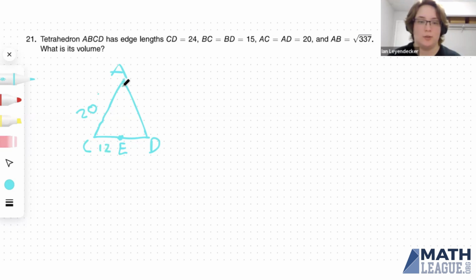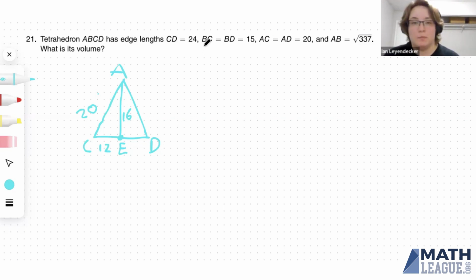So we can drop an altitude from A to E, and we can find the altitude AE. We have a leg of 12 and a hypotenuse of 20. That's a multiple of our 3, 4, 5 triangle. That's the 12, 16, 20 triangle. So AE equals 16. And notice that that means that we have the altitude in this case.